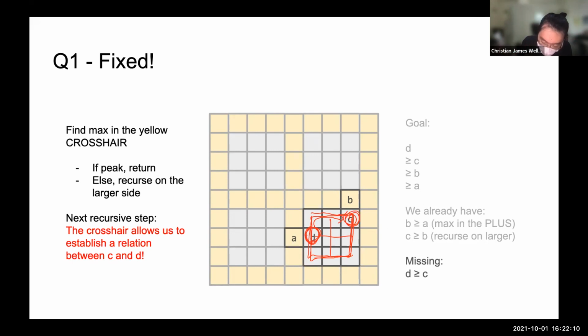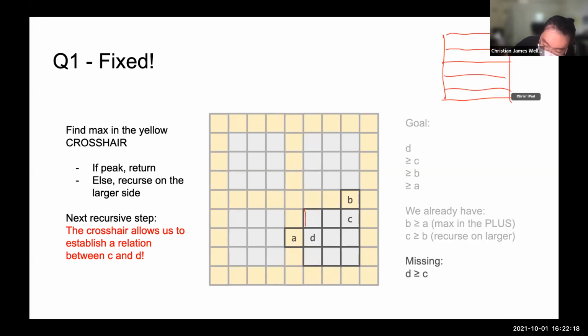I drew a 3 by 3 here, but let's say this is a 5 by 5 instead. I think 5 by 5 might make it clearer. So this is the element D, this is the element C. Imagine this is B and this is A, something like this. So the crosshair is the yellow region here.